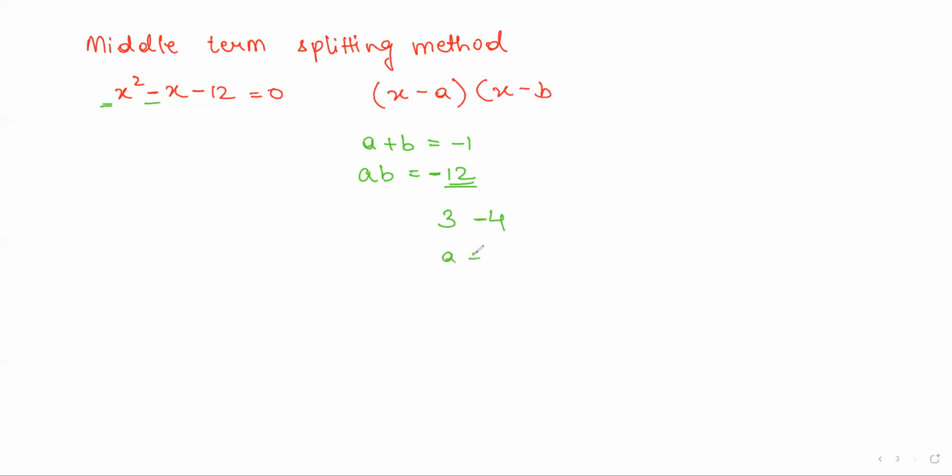Now your a plus b is equal to 3 minus 4, which is equal to minus 1. You can consider 3 and minus 4 to be either of a or b. So let's say this is your a and this is your b. Now what you have to do is take these values and substitute them over here. x square minus 4, and place an x with it, plus 3, place an x with it, minus 12 is equal to 0.